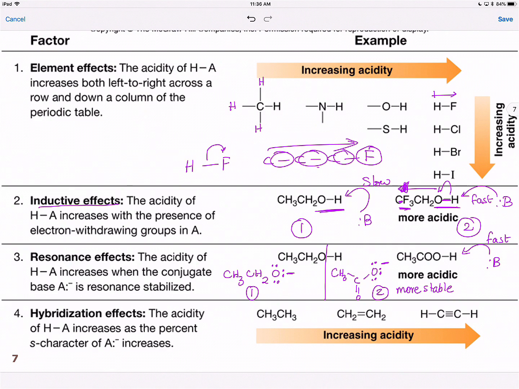So go ahead and draw it. You must draw it. It's there. So that is the reason. It's resonance stabilized. So you want to draw that structure. How do you draw a resonance structure for 2? Very good. Move the lone pair to oxygen.